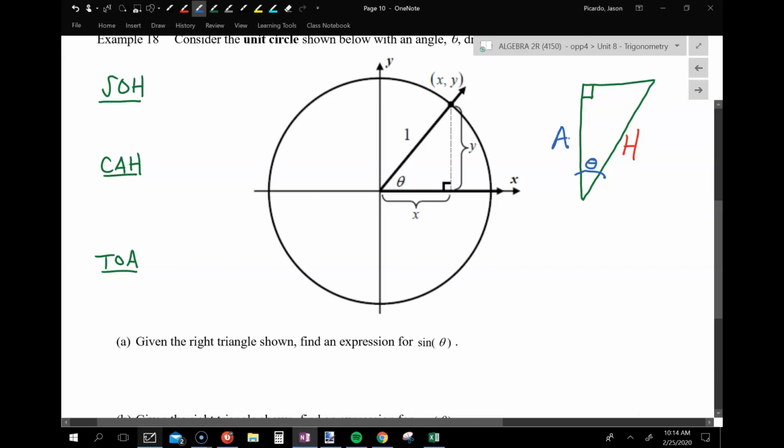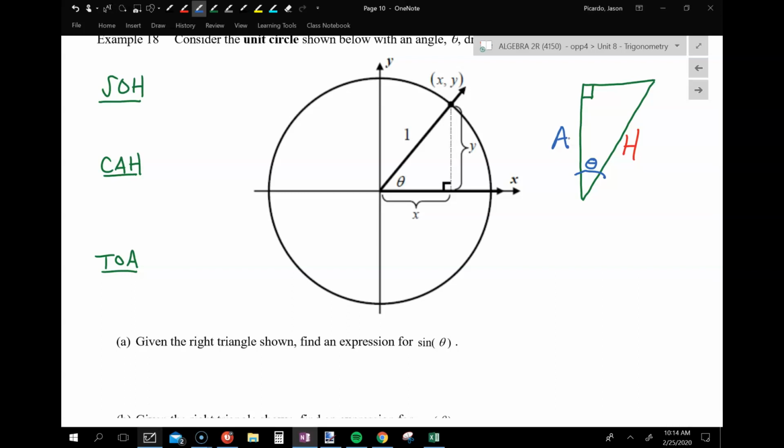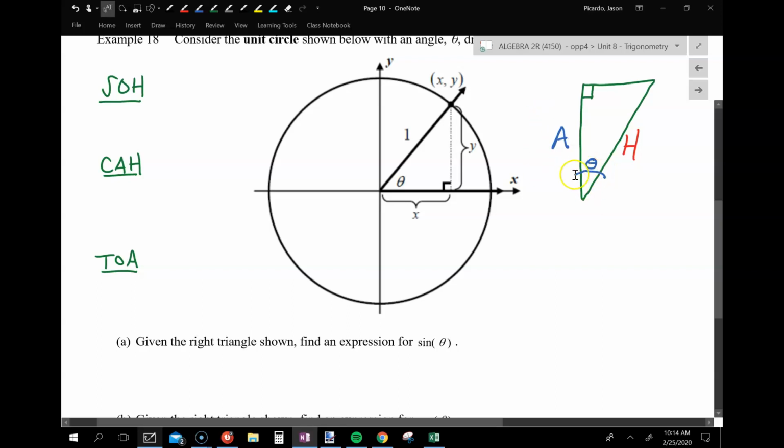Okay. If I asked you guys who lives opposite your house, you're going to go across the street, right? So if this is your theta, the person who lives opposite you goes across the street.